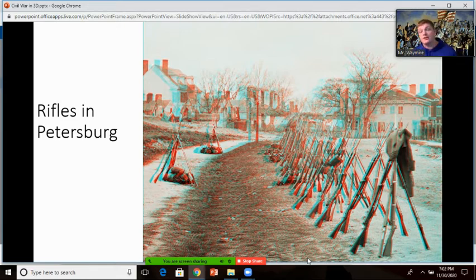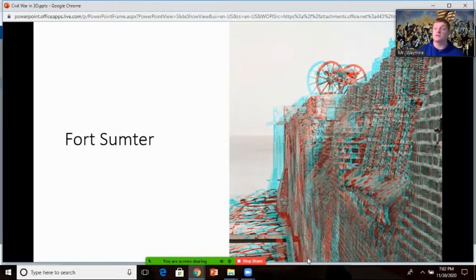Next, we have rifles in Petersburg. This is just showing the weapons that soldiers would be using in battle, all lined up in 3D, so the rifles come out at you. If you look with your 3D glasses, you could very clearly see the effect that the 3D glasses have. The rifles are coming down the road towards you. You see that all the rifles had bayonets on the end, and soldiers would have to charge, like in the movie Glory, where the soldiers get close to each other, the lines shoot, and then they charge. That was very common.